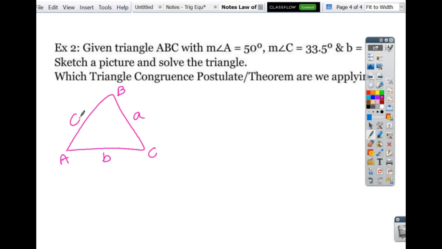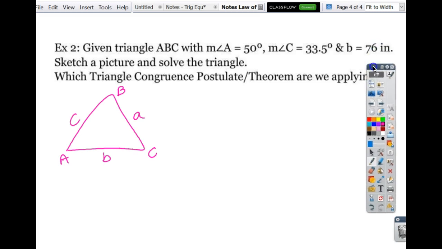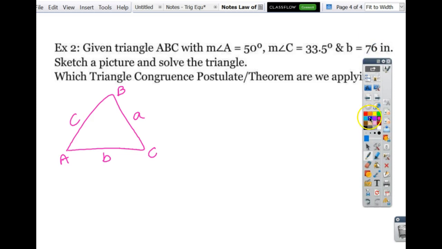So fill in what we know. Angle A is 50. Angle C is 33.5. And B is 76. So this time I have angle, the included side, and angle. So this is angle, side, angle, because it's between the two angles.